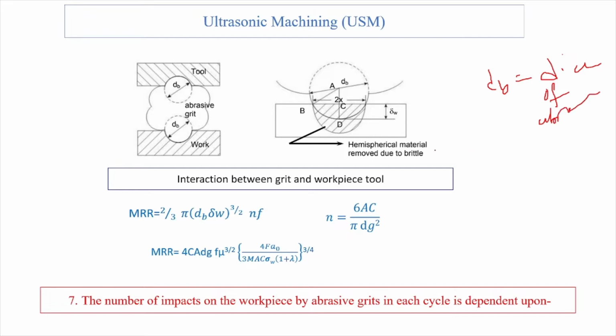So n is the number of abrasives which are in contact with the workpiece surface, and f is frequency.